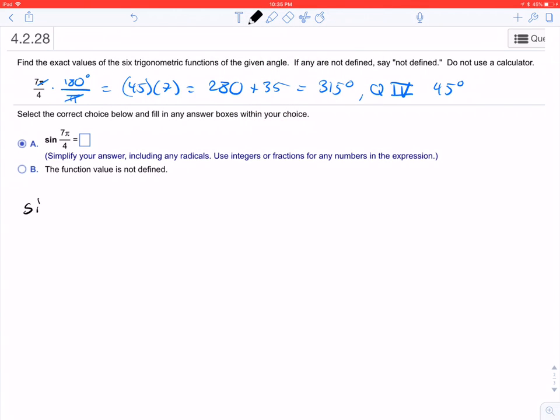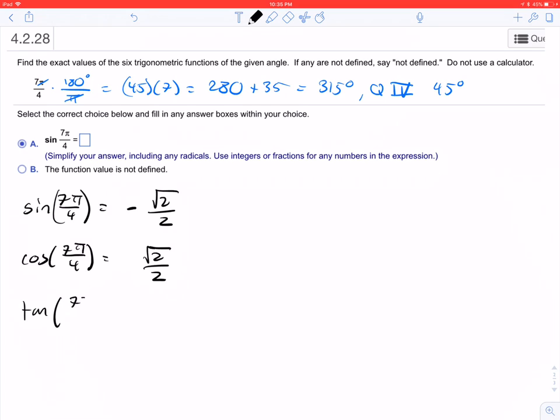So if we did sine of 7 pi over 4, right? That's the same as sine of 45, so that's going to be root 2 over 2. But sine is like our y, and in quadrant 4, y is negative, so sine has to be negative. Cosine 7 pi over 4 is like cosine of 45, so there's still root 2 over 2. Cosine is like our x, x is positive in quadrant 4, so this stays positive.